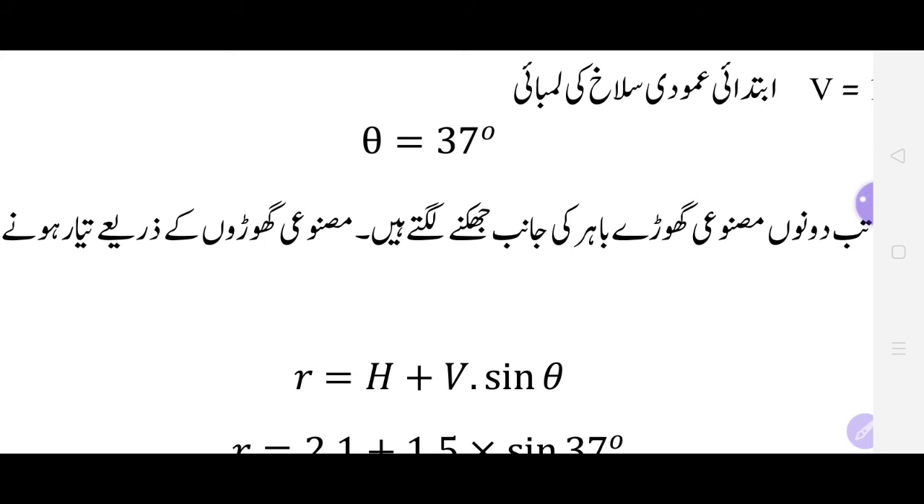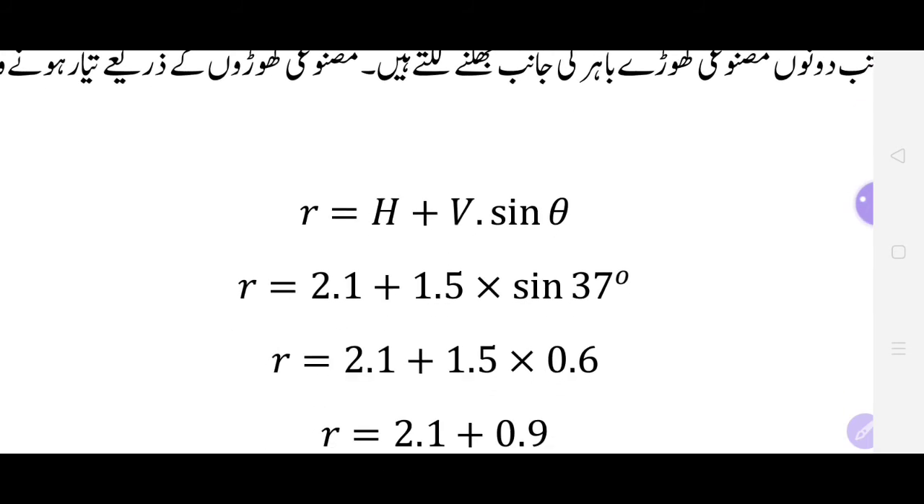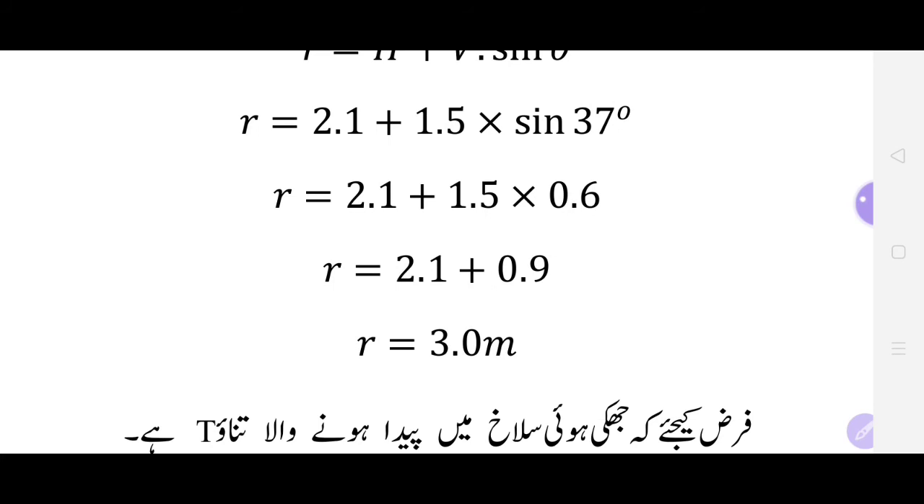Okay, and putting the values, R is equal to, the value of H is 2.1, the value of V is 1.5. So it will become 2.1 plus 1.5 into sine of 37 degree. Sine of 37 is given in our problem. It is given as 0.6. So putting these values and solving, we get R is equal to 2.1 plus 0.9. It will become R is equal to 3.0 meter. Okay. So the radius of the merry-go-round is 3 meter now.